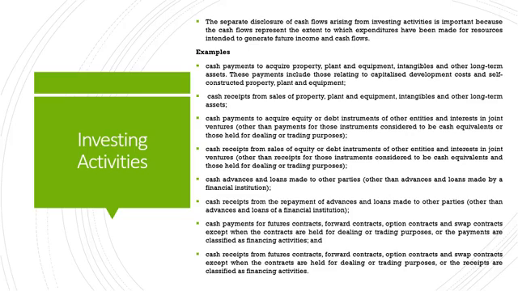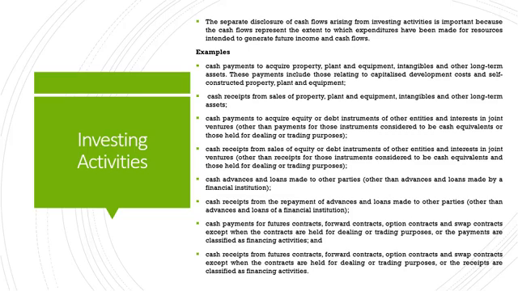We'll just pick a few things so that we'll have some ideas of what the investing activities will be. Cash receipts from the sale of property, plant and equipment, intangibles, and long-term assets. Cash receipts from the sale of equity or debt instruments if you're holding those instruments, and other entities and interests in joint ventures.